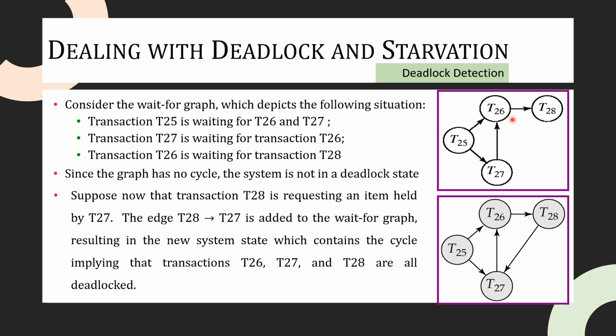We can see that there is no cycle in this graph, and so the system is not in a deadlock state. Suppose that the transaction T28 is requesting an item held by T27. So the edge from T28 to T27 results in a cycle in this graph, which implies that T26, T27 and T28 are all deadlocked. So this is the wait-for graph with a cycle.